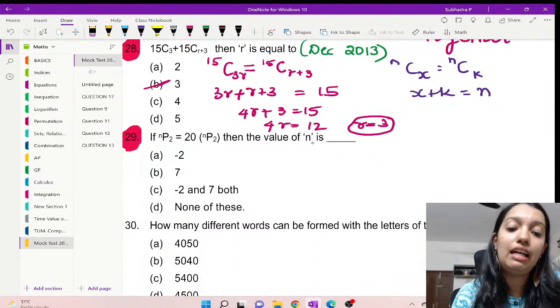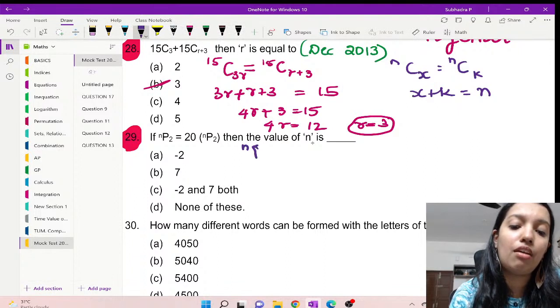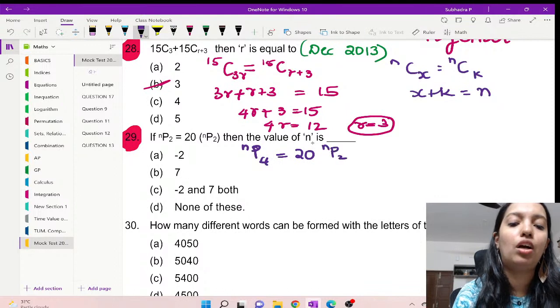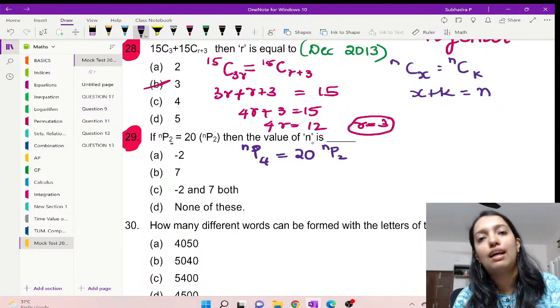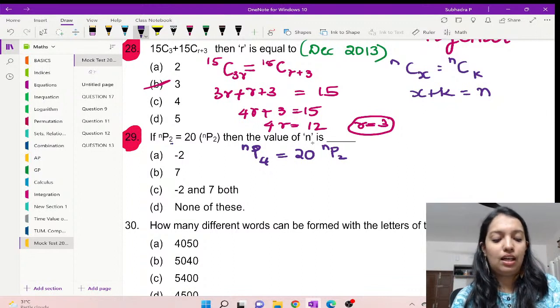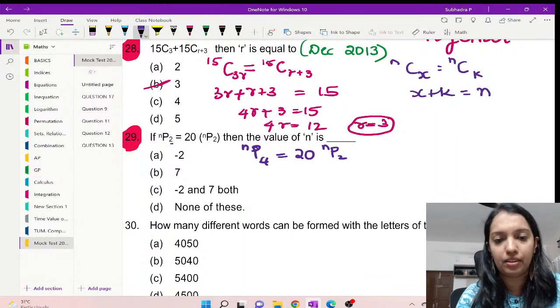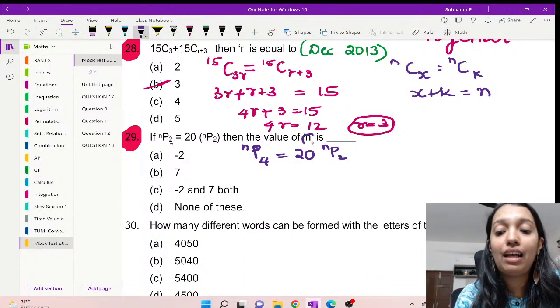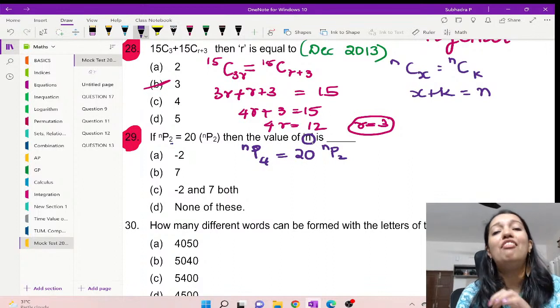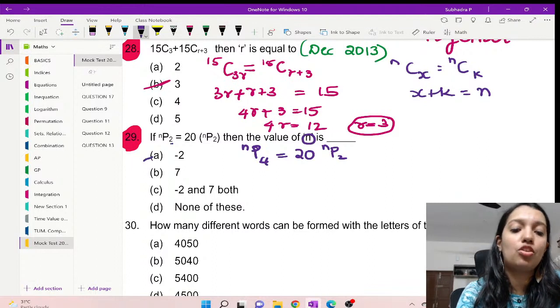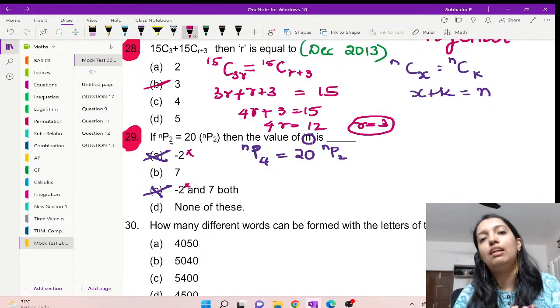This question ideally should have been NP4 is equal to 20 NP2. What I did is, 2 I wrote it as 4. Now we can solve it. Now going by trial and error, the option hitting method, we have to find the value of n. Can n ever be a negative number? N cannot be negative. That means option A is gone, option C is gone, because n cannot be a negative number. So that means I am only left out with 7.